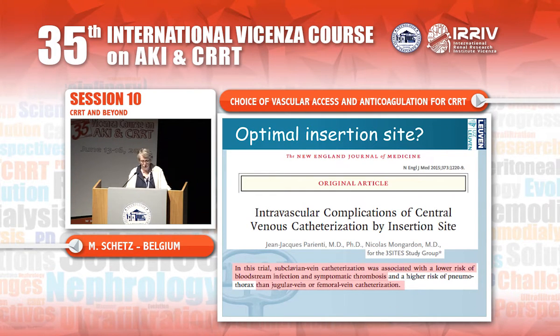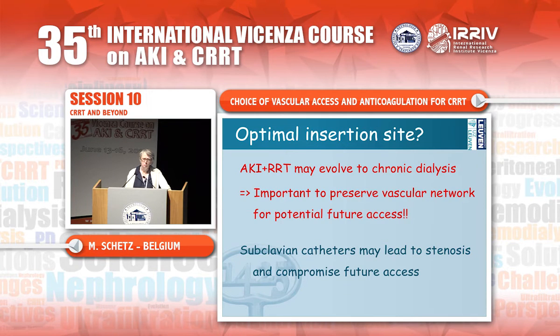But where should it be inserted? We know from the 3 sites study that the optimal location for a central venous catheter in ICU patients is the subclavian vein, because that is associated with a lower risk of bloodstream infection and thrombosis compared with jugular or femoral vein. But the situation may be different for dialysis catheters, because we know that many patients after AKI with dialysis will evolve to chronic dialysis. And then it is important to preserve the vascular network for potential future access.